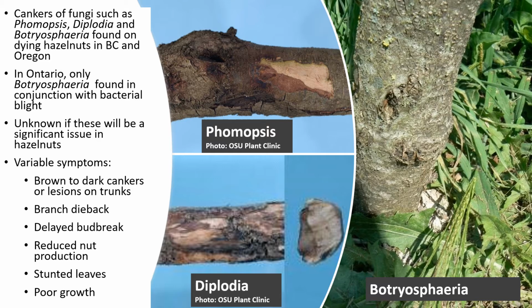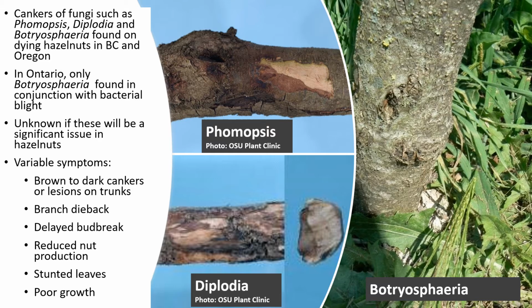In general, though, where you get these cankers, you have really variable symptoms. You get these brown to dark cankers or lesions on the trunk, so similar to bacterial blight. Unlike filbert blight, you will not see those raised bumps or those raised stromata, but what you will still get is branch dieback. They can cause delayed bud break. Overall, they can reduce your nut production, they can stunt your leaves, they can stunt the growth of the plants.